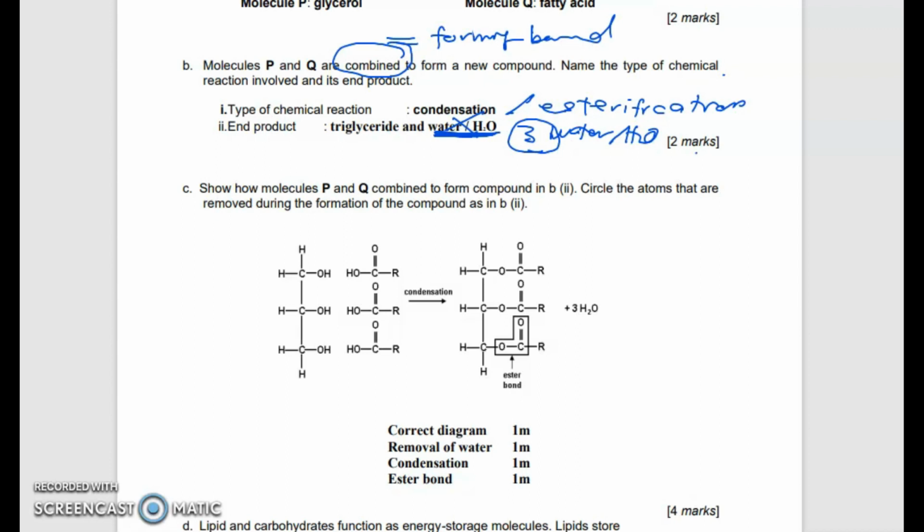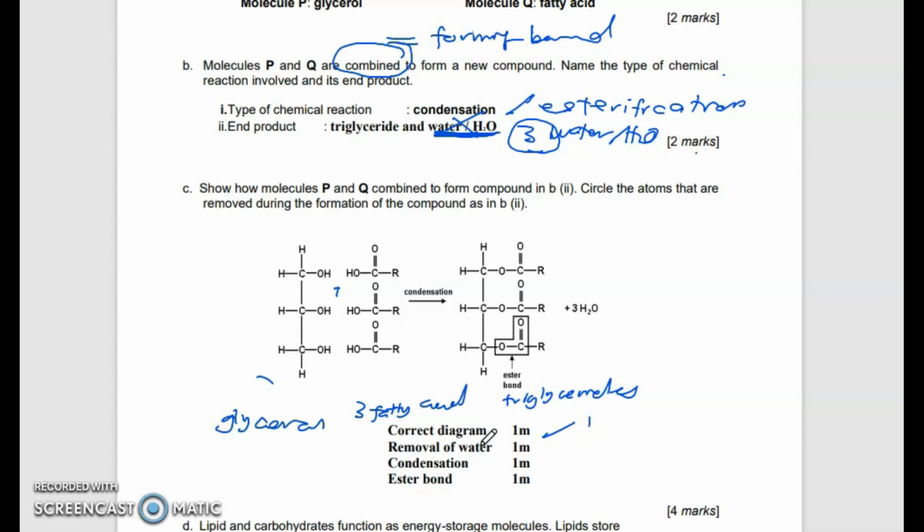So correct diagram. Correct diagram means your glycerol structure. Glycerol must be labeled and all the structure is correct. And then 3 fatty acids. All these 3 fatty acids must be correct. And then look at your triglyceride structure. If the structure of glycerol plus 3 fatty acids and the triglyceride is correct, then you will get 1 mark. Next is to show removal of water. Okay, this will give you 1 mark.